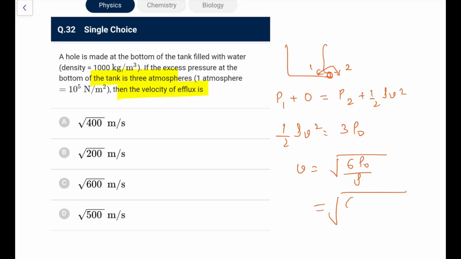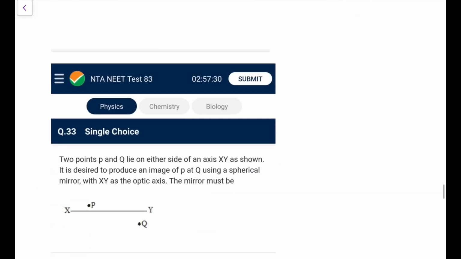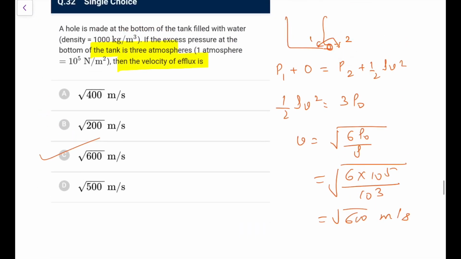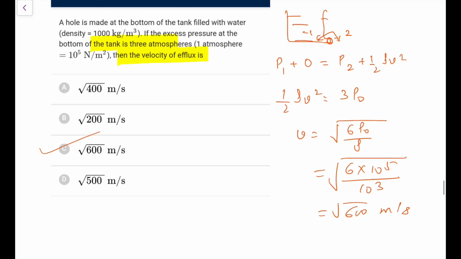And what is P naught? P naught is given as 10 to the power 5 and density is 10 to the power 3. So root of 600 meter per second. So you can directly go for option C here. Next, assuming water is filled, you don't remember this was not an empty tank.